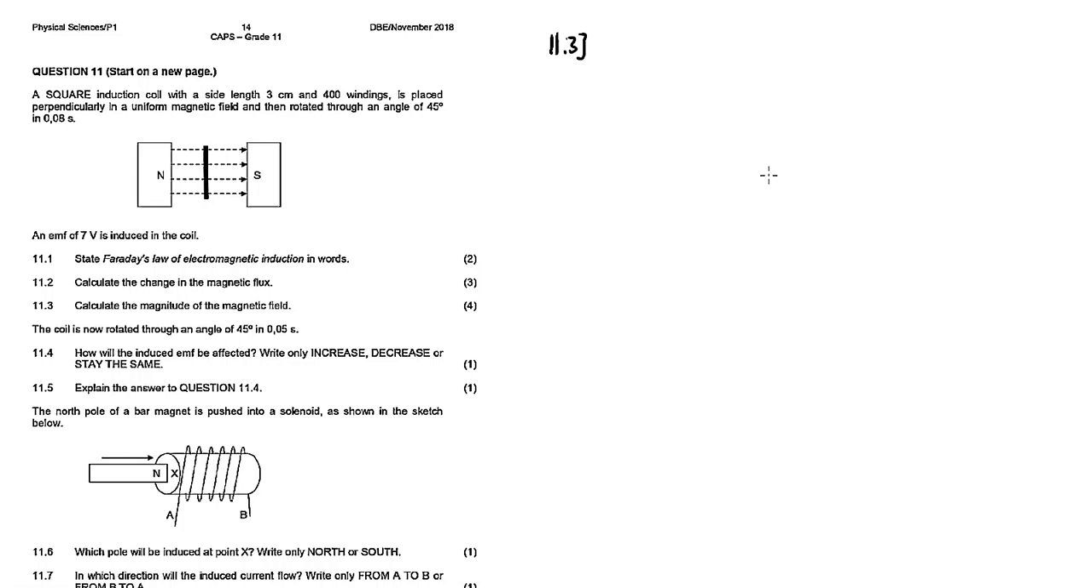Now the formula is that flux omega is equal to B times the area of the coil times cos theta. But we have a change in magnetic flux. This is going to be equal to BA cos theta final minus BA cos theta initial. A change in something is the final quantity minus the initial quantity.